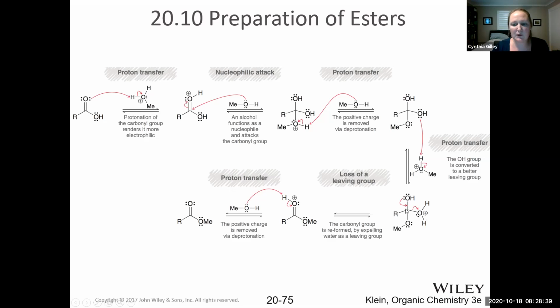So we can go ahead and do loss of a leaving group. And we can use either one of these oxygens to generate a double bond and help kick out water as a leaving group. At this point, we are very close to the product. We just need one final proton transfer in order to get to a neutral product. So we'll just use a molecule of methanol to deprotonate that to get the neutral ester. This will also regenerate our acid catalyst, so we only need a catalytic amount.